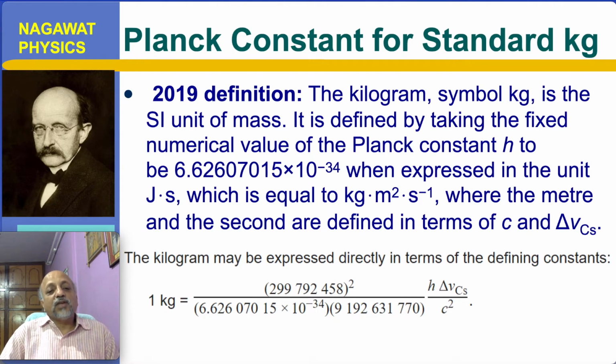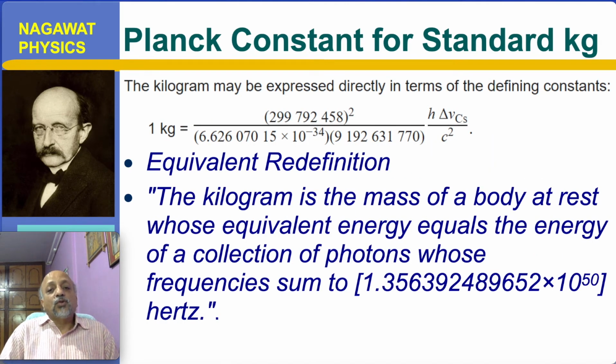So what this definition tells you is that if you have to determine 1 kg, you use this definition, but determining 1 kg will require 3 measurements: measurement of c, measurement of h, and measurement of delta nu Cs, the hyperfine splitting frequency of cesium. All these three measurements will be required to give a definition or meaning to 1 kg. So this is an interesting definition.